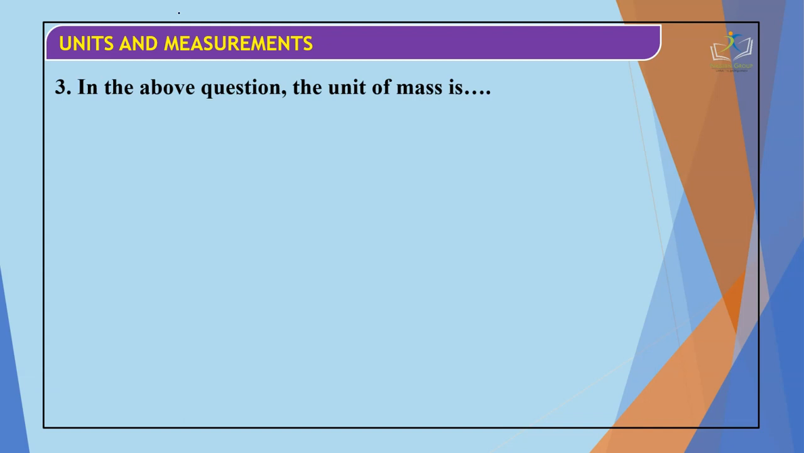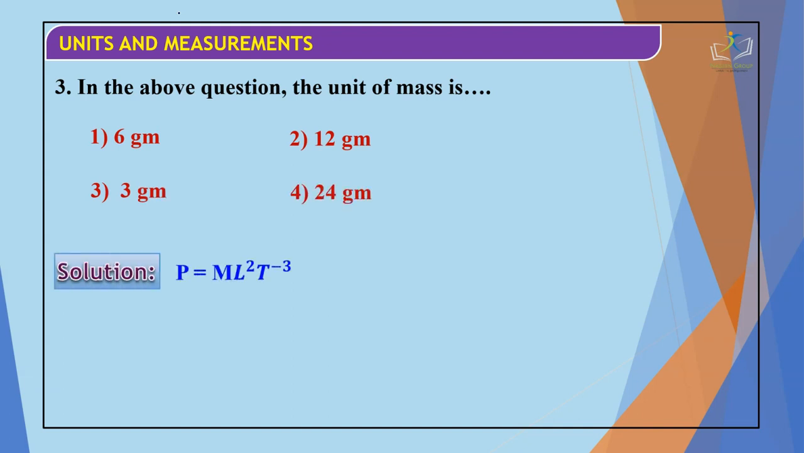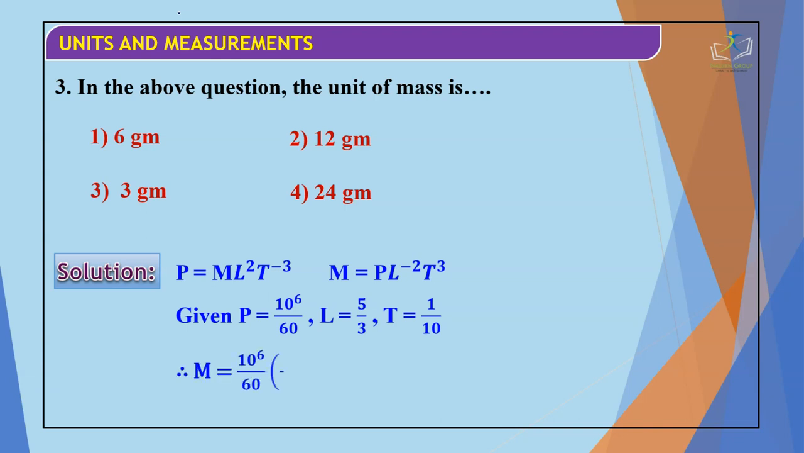Next question we have: in the above equation, the unit of mass is 6 gram, 12 gram, 3 gram or 24 gram. Same equation we will follow over there, like P is equal to ml to t minus 3 and m is equal to pl minus 2 t 3. So from here P is 10 to the power 6 by 60, L is equal to 5 by 3 and L is equal to 1 by 10. We just put all these values here and get the value of m, which is 6 gram. According to that, the first option is the right option.